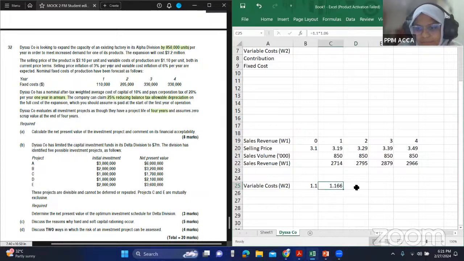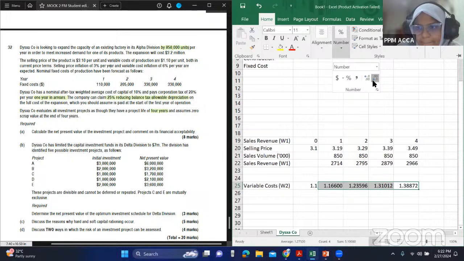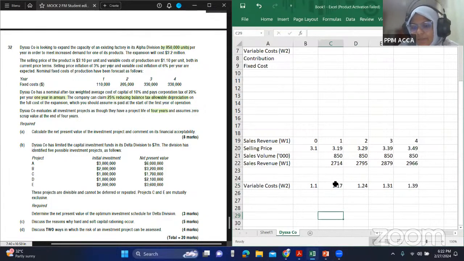Then here, you can copy the same thing. I'm just doing it in case somebody has a question. Okay. Here it will be 1.1 into 1.06 to the power 3. And here it's 1.1 into 1.06 to the power 4. Let me make all of this 2 decimal places. Okay, so you have in year 1, it's 1.17, 1.24, 1.31 and 1.39. Those are the variable costs.